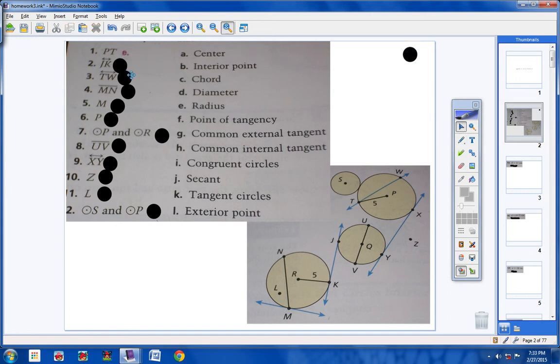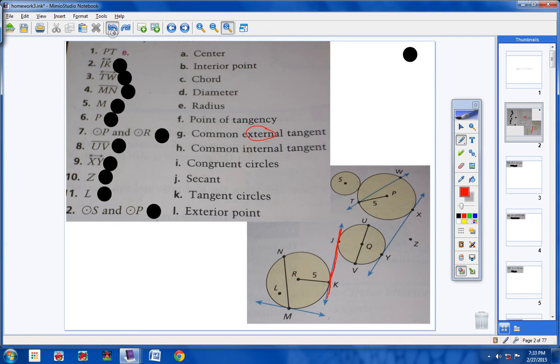Number 2 we have JK, line JK. So let's find line JK. Here it is right here. Now, listen to me please very carefully, students. Do you notice how this line is tangent to two circles, okay? So we know for sure it is a common tangent, okay? But is it a common external tangent or a common internal tangent?